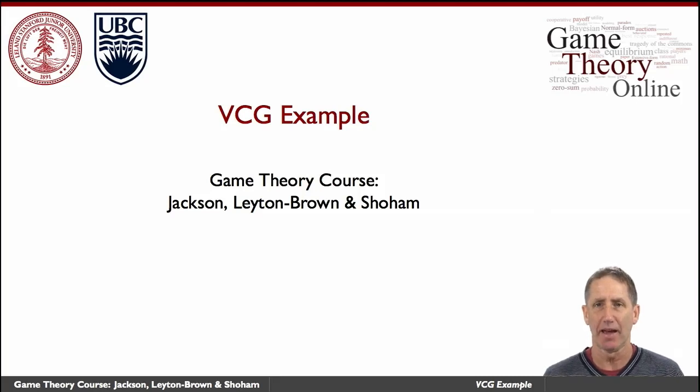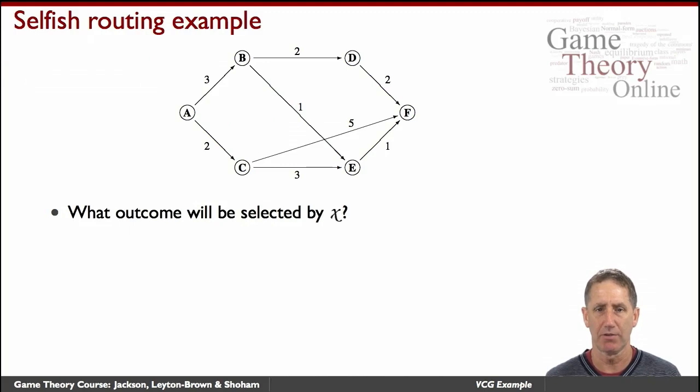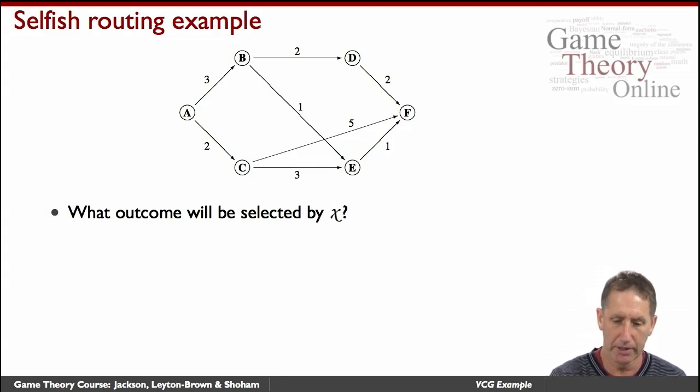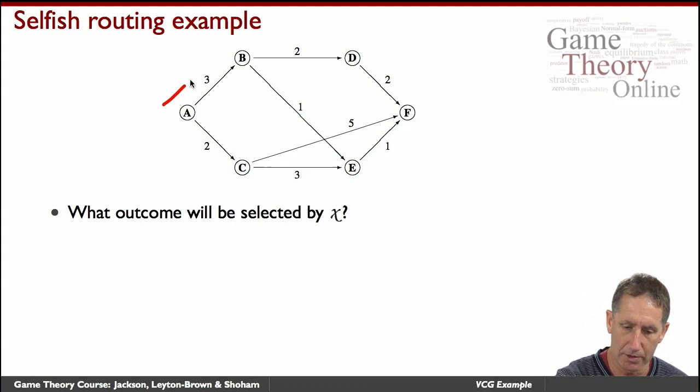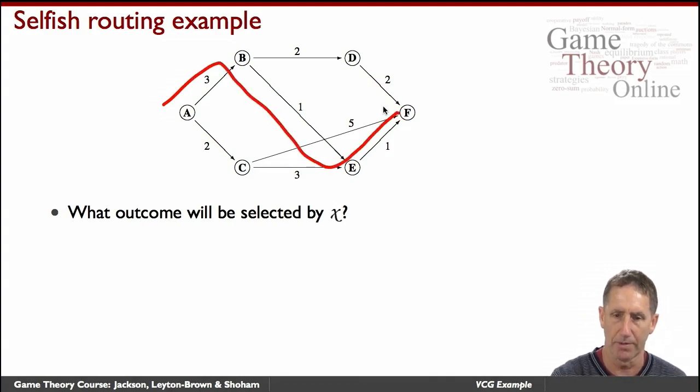Let us look at an example of VCG in action, or the Vickrey-Clarke-Groves mechanism in action, and it'll be a routing, transportation problem. So here is a directed network of links. Each link has the cost of the length of it, if you wish, and the goal is to find a shortest path from A to F. Obviously, looking at it, it'll be quite obvious that the shortest path is this one.